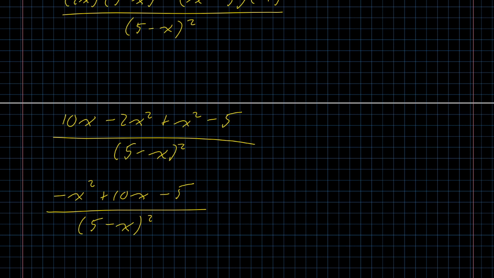There's no such thing as two numbers that multiply to 10 and add to 5, so that numerator does not factor, and in fact, that is all the further we can take it.